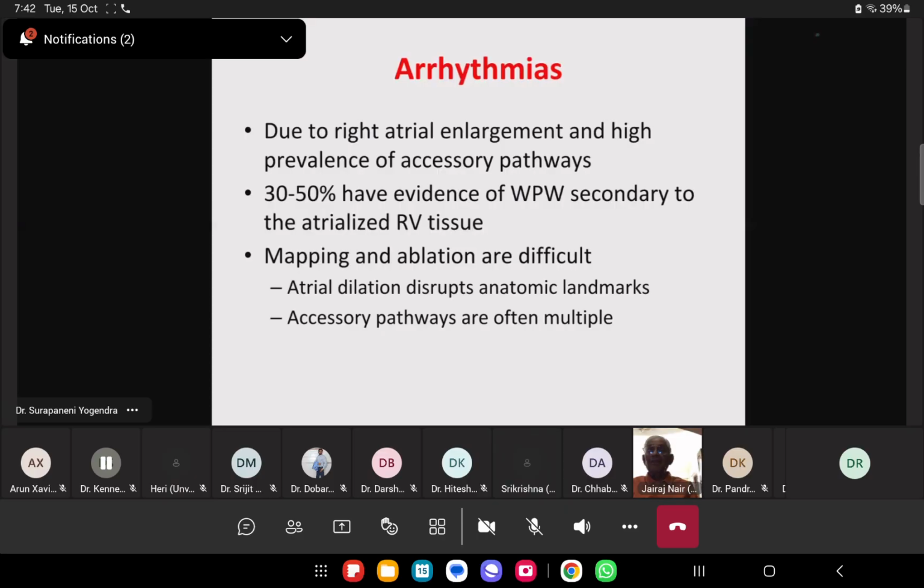Arrhythmias are due to right atrial enlargement and a high prevalence of accessory pathways. 30 to 50% of patients have evidence of pre-excitation secondary to atrialized RV tissue. Mapping and ablation are difficult. Atrial dilatation disrupts anatomic landmarks. Accessory pathways are often multiple.